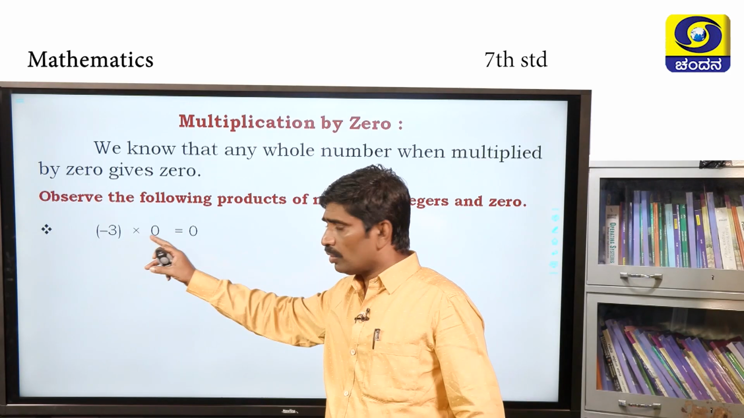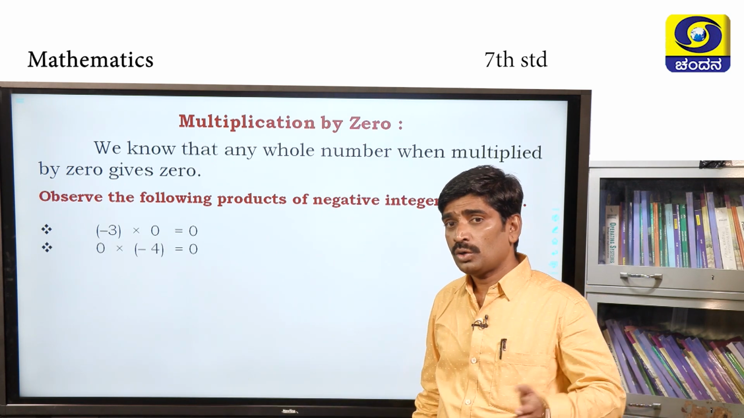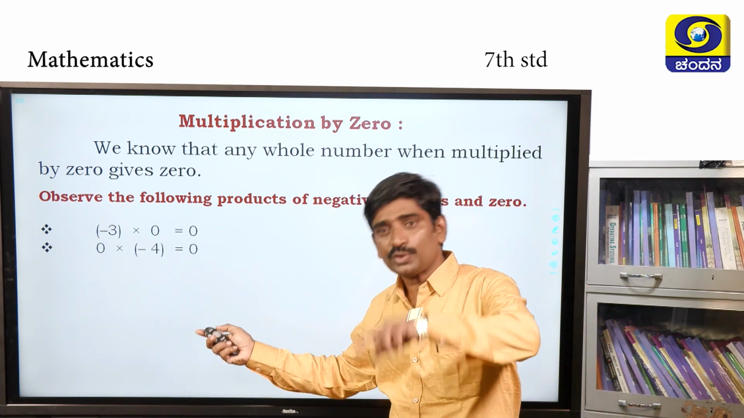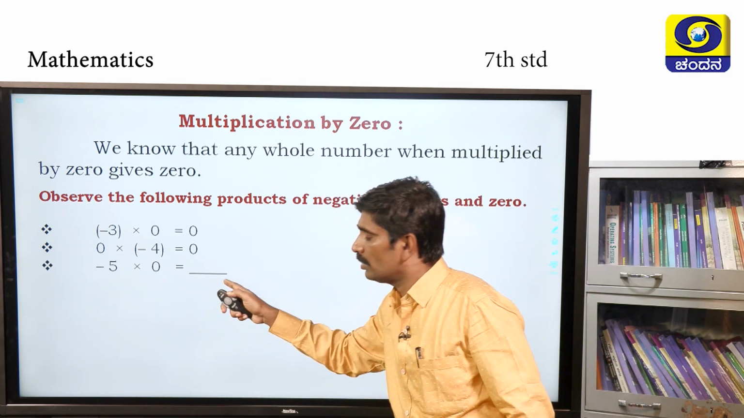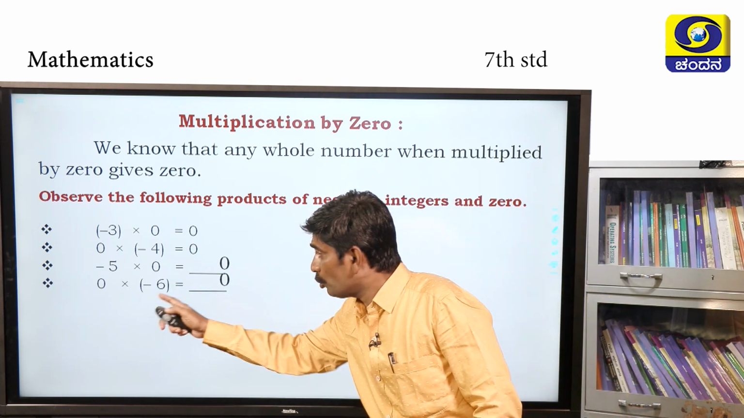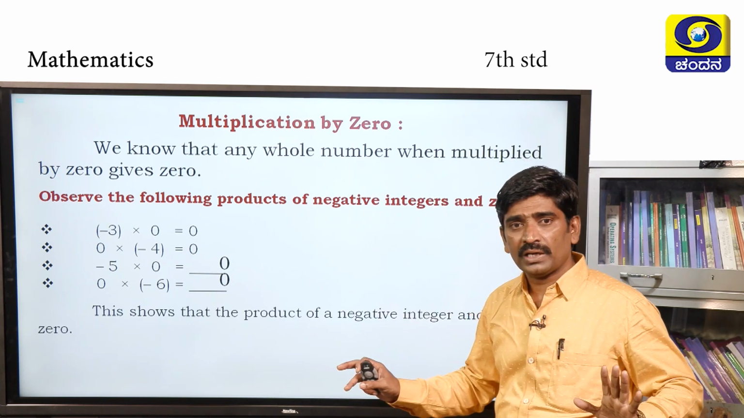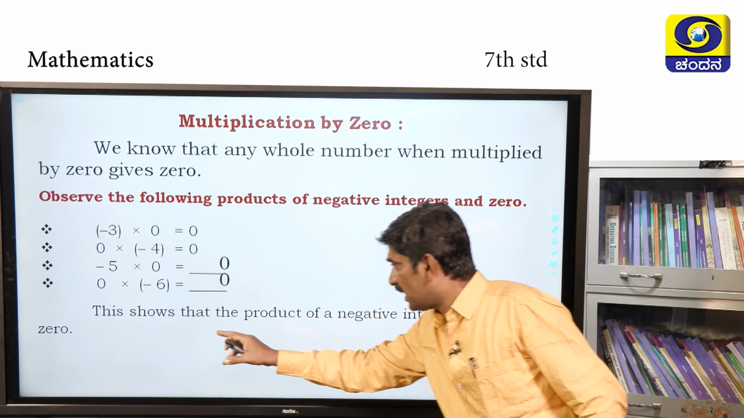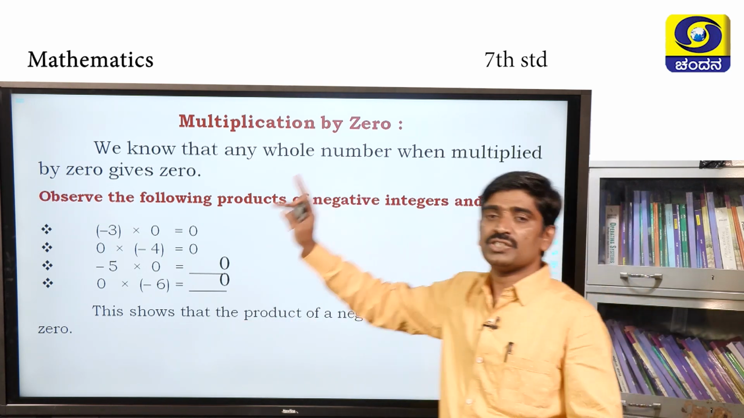Minus 3 into 0 is 0. Yes. Next, 0 into minus 4 also 0. Minus 5 into 0 is 0. Okay. 0 into minus 6, that is also 0. What do we observe here? This shows that the product of a negative integer and 0 is 0.